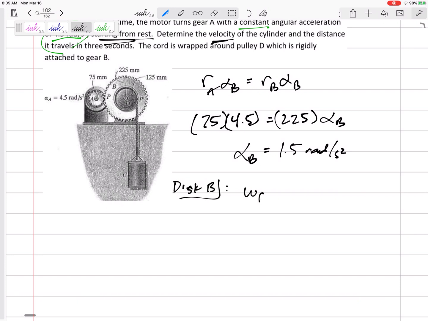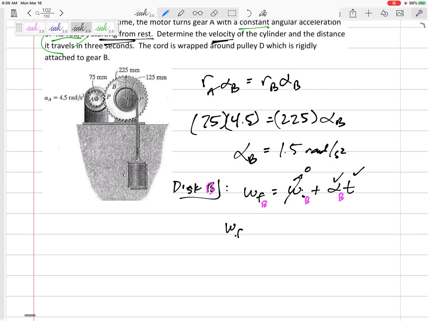How about this one? Omega final. I know omega initial is 0, starting from rest. And I know my alpha, I know my t. So just remind yourself, where are you looking? This is the omega final for disk B, the initial for disk B, the alpha for disk B. Time, of course, is just the time throughout the problem. Doesn't matter if you're looking at A, B, C, or D.